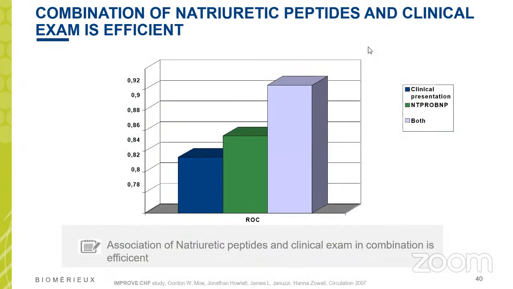This is one study I wanted to show. It's quite old, but I like it because it shows that when you combine the clinical exam with NT-proBNP, the efficiency of picking up heart failure goes up to over 92, 93%, okay? So if you're using clinical presentation, it's quite low. As you add NT-proBNP, it goes higher, but when you combine, it's much better, okay? So it's an efficient way to ensure that we don't miss the diagnosis of heart failure.